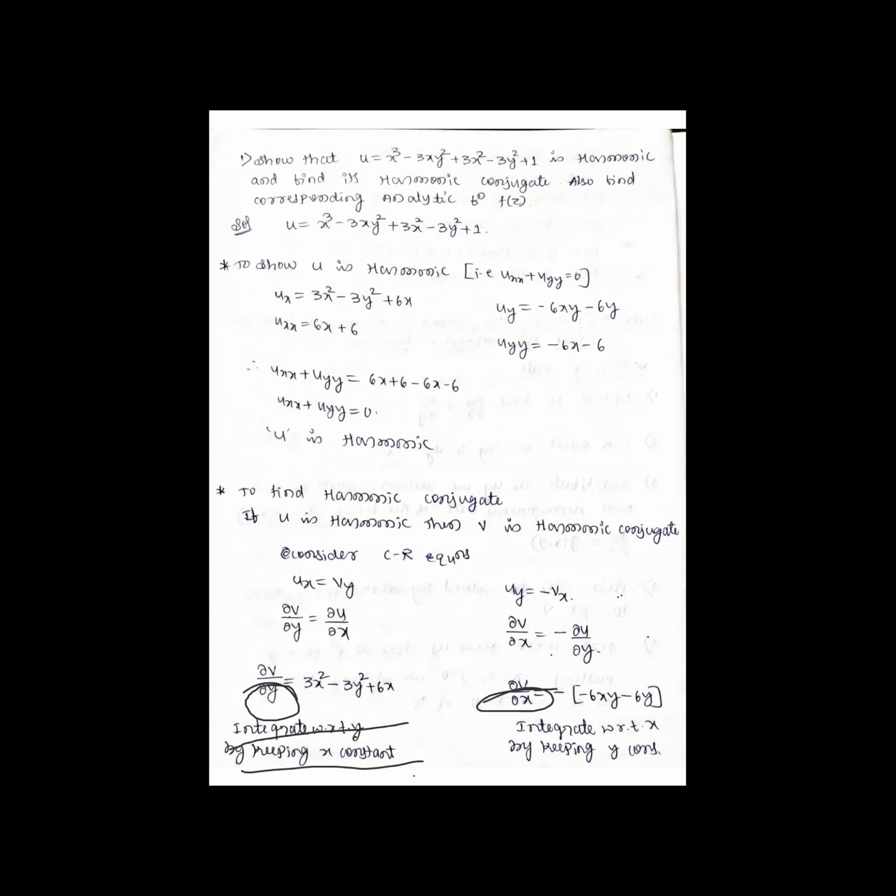Here ∂x is there, no? Because of that, I'm integrating with respect to x only. I'm keeping the other variable, that is y, constant. Okay. So therefore, first I'll choose this.